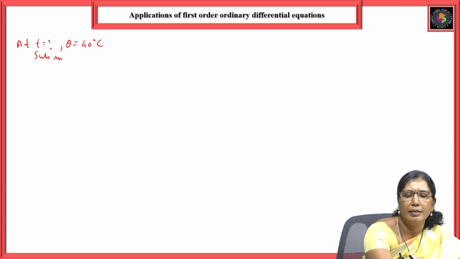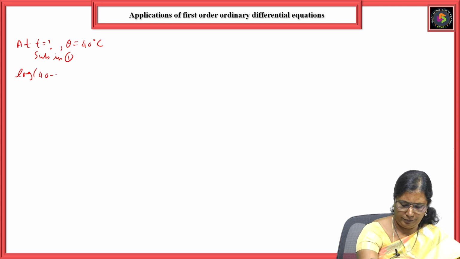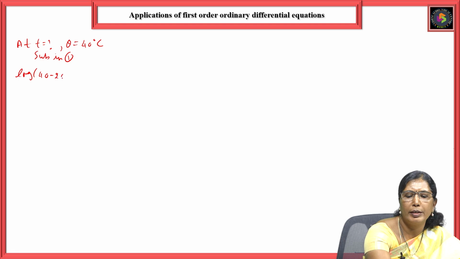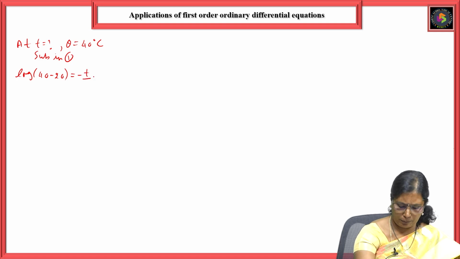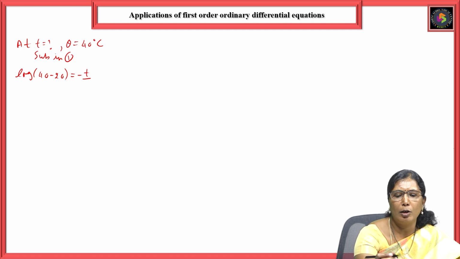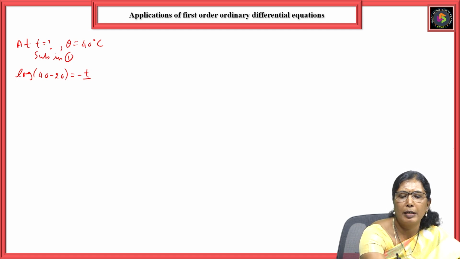Substituting in 1. So what do you get? Log 40 minus log 20 is equal to minus k. What is the k value? You know that. What is t? You have to find. The k value is 1 by 10 log 4 by 3. So minus k, t is kept as it is, k is 1 by 10 log 4 by 3, plus c value is nothing but log 80.